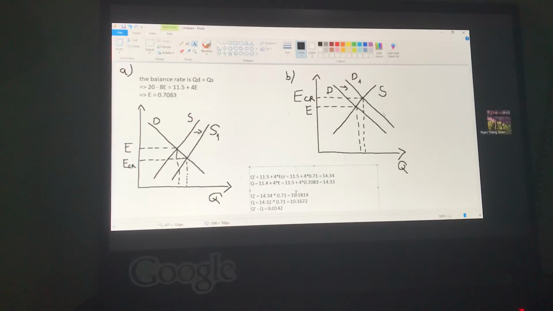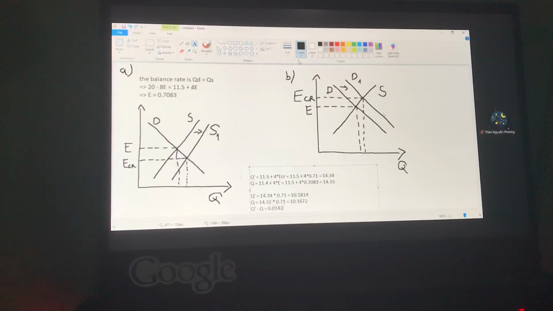So you have 14.34 for QS, right? Yep. For QD, you have 14.32, right? Yep. And that is the quantity expressed in AUD, right? Yes. So I change it into USD by multiplying the quantity of both supply and demand by 1.71, because it's the exchange rate of AUD against USD. Okay. Thank you. That's correct.